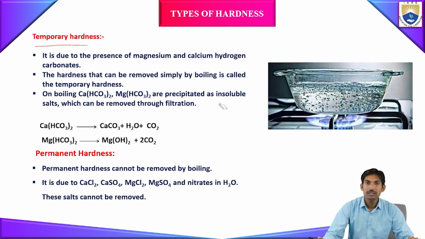What is permanent hardness? Permanent hardness is when the water contains calcium and magnesium salts other than calcium and magnesium bicarbonates. That water is called permanent hardness of water. By simple boiling, we can remove the temporary hardness, but the permanent hardness cannot be removed by the simple boiling method.